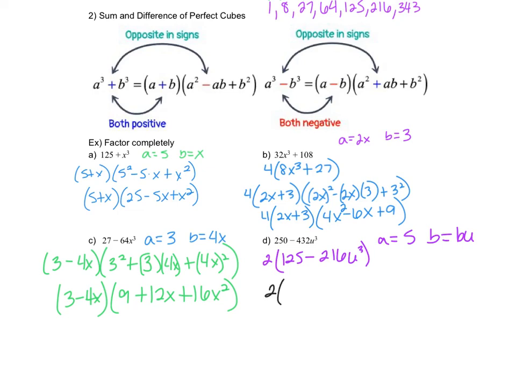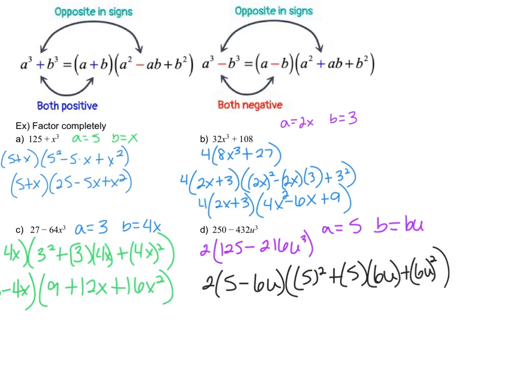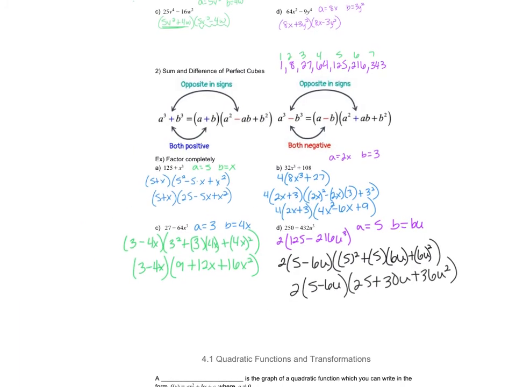So we're not going to forget that 2 out there. And this is a subtraction one, so we're using the second one. So it would be a minus b, so 5 minus 6u times 5 squared plus 5 times 6u plus 6u squared. Close that last parenthesis. Okay, again, we're not going to forget about that 2, but we're going to clean it up. So that would be 25 plus 30u plus 36u squared. And that is all I have for factoring.